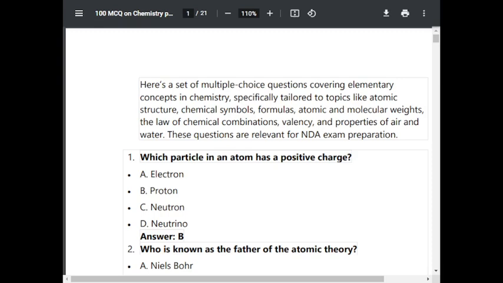Today I wish to discuss multiple choice questions covering elementary concepts in chemistry, especially tailored to topics like atomic structure, chemical symbols, formulas, atomic and molecular weight, the law of chemical combination, valency, and properties of air and water. These questions are relevant to NDA exam preparation and for other exam preparation also. I will discuss these one by one.